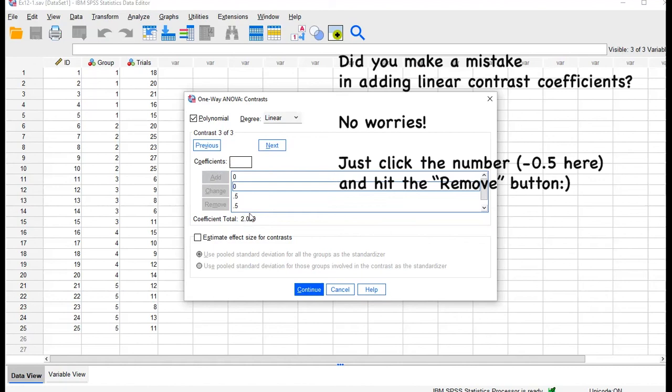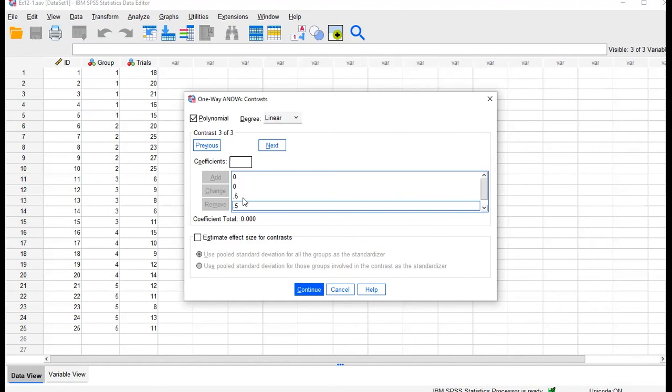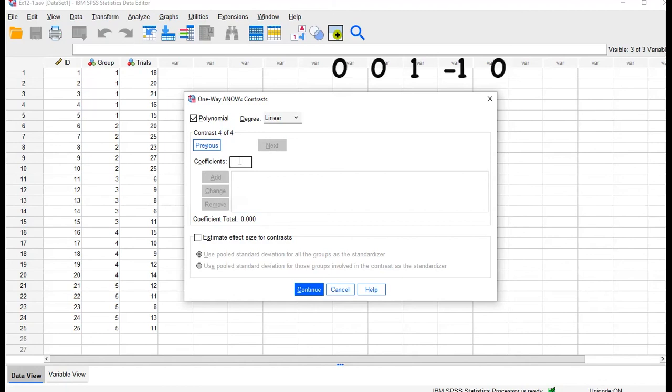And then, oh, I made a mistake. So remove it and then negative 1, add. So this is 0, and we can double check: 0, 0, 0.5, 0.5 and negative 1. Okay, next. My last contrast is 0, 0, 1, minus 1, 0. So 0, 0, plus 1, minus 1, and 0.